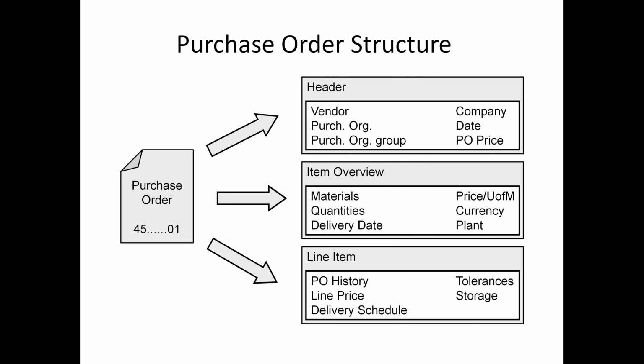This is the purchase order structure. In the header, you have the vendor, purchasing organization, purchasing group, company, date, and PO price. In the item, we have materials, quantities, and delivery date. For every line item, we'll have a purchase order history. We have a line price, which means every line will have a price. The delivery schedule is basically when the material is expected to arrive at the storage location level or at the plant level.